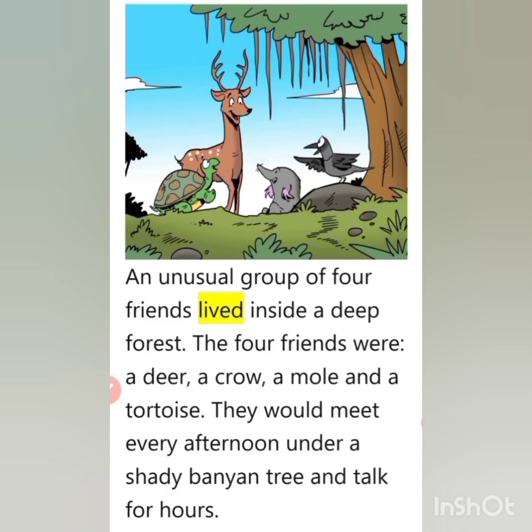An unusual group of 4 friends lived inside a deep forest. The 4 friends were a deer, a crow, a mole, and a tortoise. They would meet every afternoon under a shady banana tree and talk for hours.